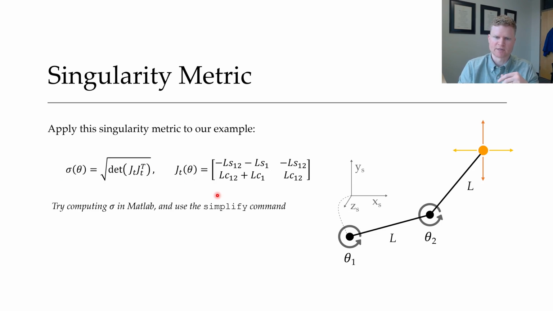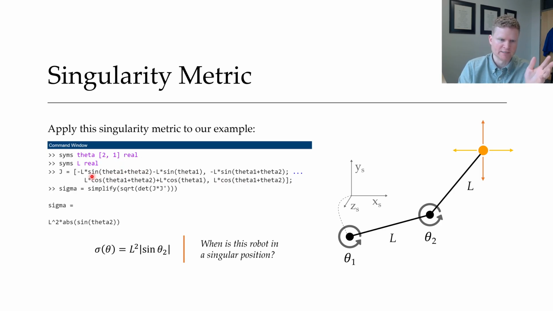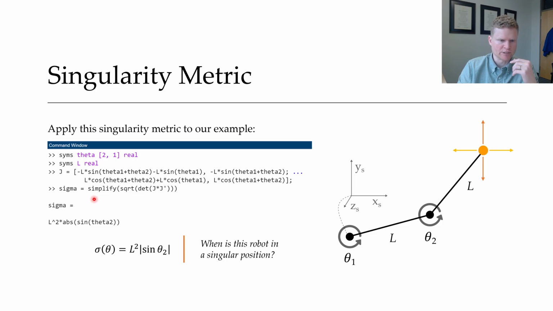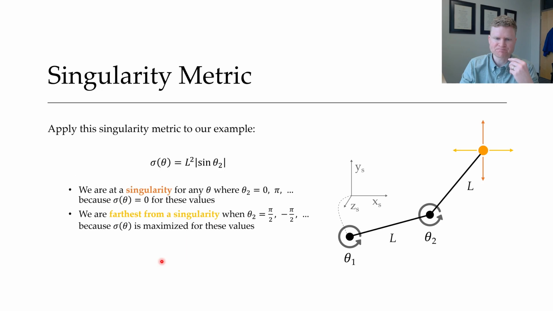Once I've got those two symbolic variables declared, I can move on to my Jacobian. This just comes from the previous slide, where I'm now spelling out my shorthand. For example, S12 is now written as sine of theta 1 plus theta 2. Finally, I plug in my equation for the square root of the determinant of J times J transpose, simplify it, and I get this as my answer. I've written the answer again more cleanly on the slide. What we find is that sigma is equal to L squared times the absolute value of sine of theta 2. So maybe a question to you is, if you see this as your answer, what does that tell you about where you're going to have a singularity?